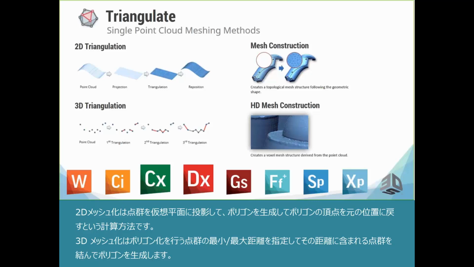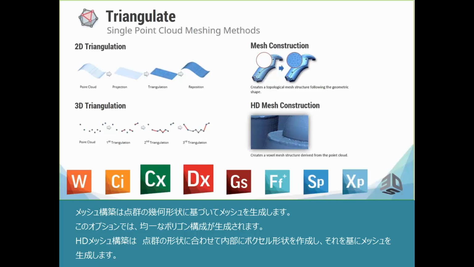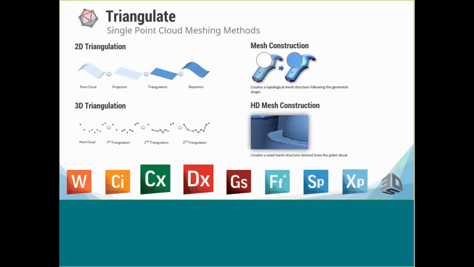3D triangulation takes a look at the point cloud, looks at the smallest distance between 2 points, triangulates that, then triangulates the next largest, so on and so forth. Mesh construction creates a topological mesh structure following the geometric shape of the point cloud. A useful note here is this tool is trying to create a uniform poly-edge length. HD mesh construction creates a voxel mesh structure derived from the point cloud. Not only is it trying to create a mesh object, but it's also trying to fill holes simultaneously.